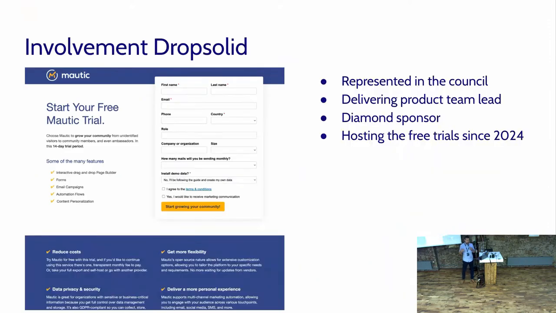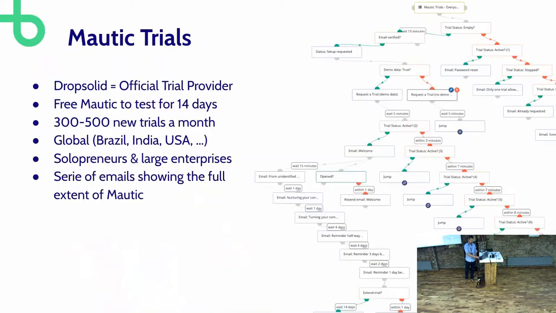Now, what's the involvement of Dropsolid, the company I work for? We're represented in the council. We're also delivering the product lead, we're a diamond sponsor, and we're also hosting the free trials. So you can actually try Mautic. You just go to mautic.org and click the trial button and you can just try it out. It's something we launched a couple of months ago.